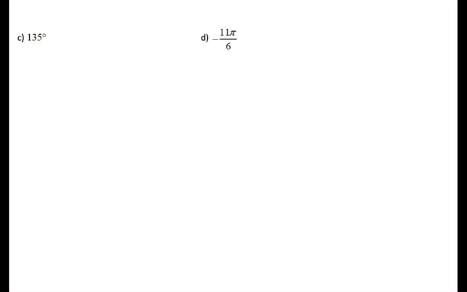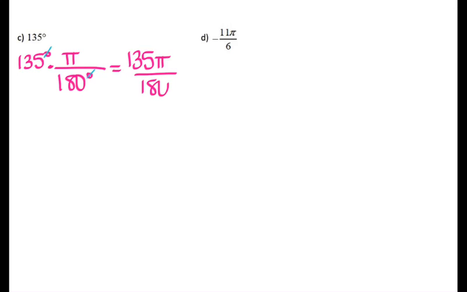For letter C, I'm starting with degrees, so 135 degrees, which means my degrees has to be on the bottom. So 180 degrees on the bottom, which leaves pi at the top. My degrees are going to cancel. So that gives me 135 pi over 180. 135 divided by 180, reduced, is going to be 3 pi over 4.